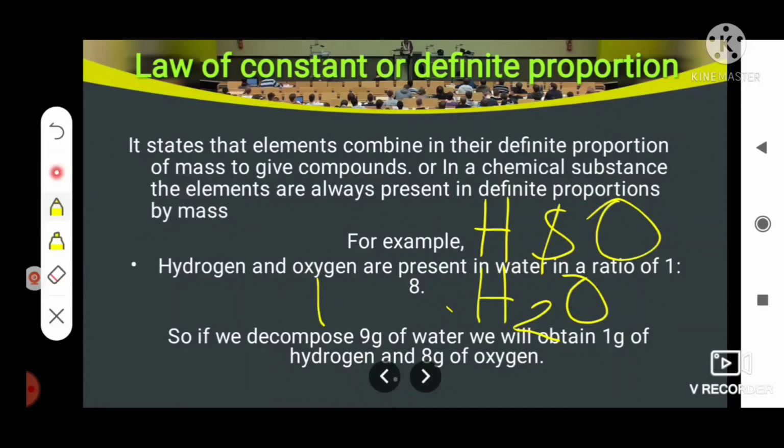Whatever be the source of water, whether it is spring water from any other country, or rainwater or tap water, water always consists of the same two elements, hydrogen and oxygen, and its ratio is 1:8 by mass. Its mass ratio is 1:8. They combine together in the same constant proportion of 1:8 by mass.